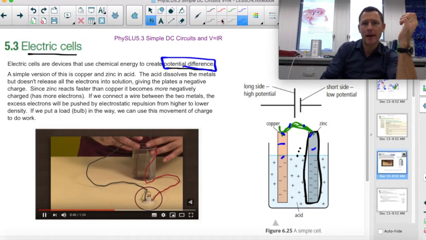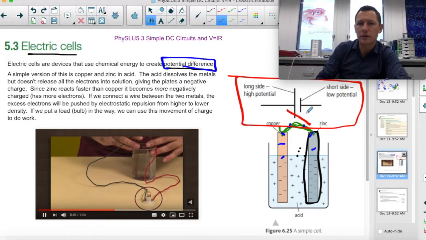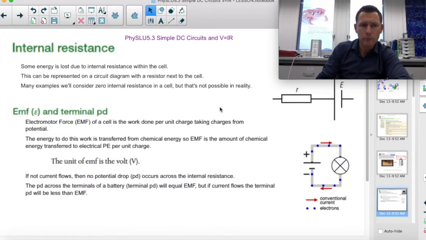And on a schematic, it looks like this, with a long side and a short side. Essentially, it's a high potential and low potential. So this is the copper side and the zinc side. I guess they are switched here. They'd be like that. But it's just long side, short side. That's a DC circuit. All right.